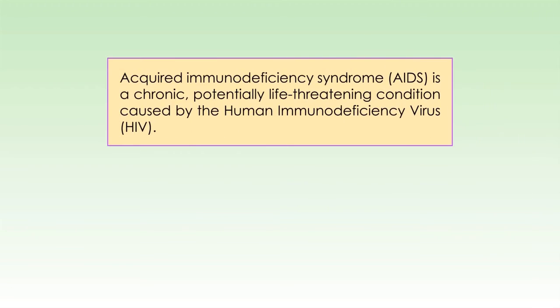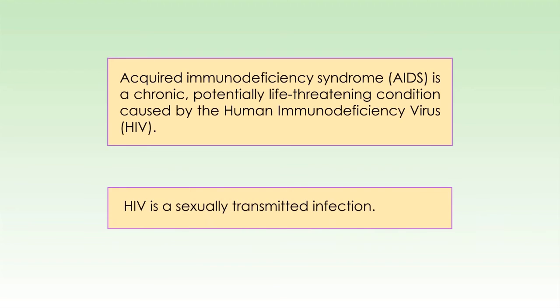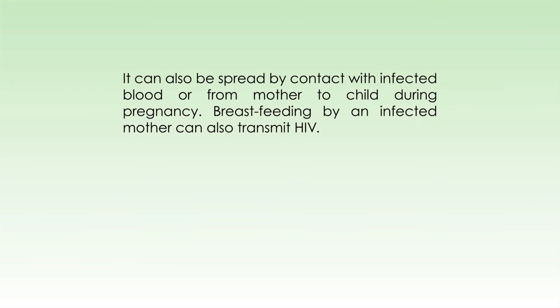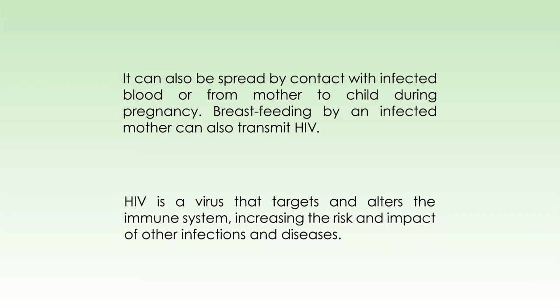So this acquired immunodeficiency syndrome is a chronic, potentially life-threatening condition caused by the human immunodeficiency virus, which is known as HIV. HIV is a sexually transmitted infection. It can also be spread by contact with infected blood or from mother to child during pregnancy, or breastfeeding by the infected mother can also transmit HIV. So HIV is a virus that targets and alters the immune system, increasing the risk and impact of other infections and diseases.